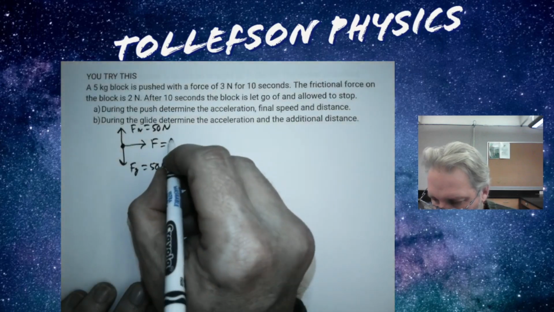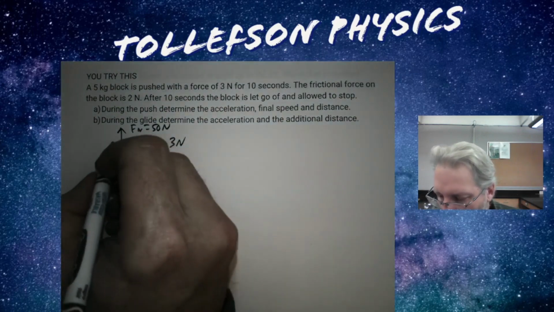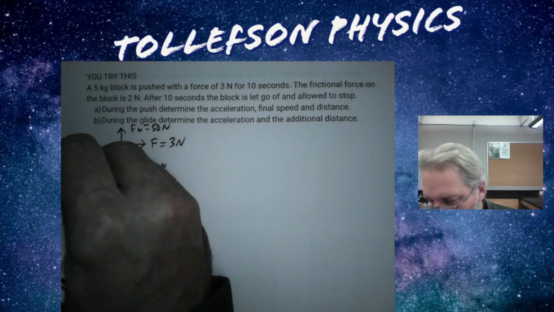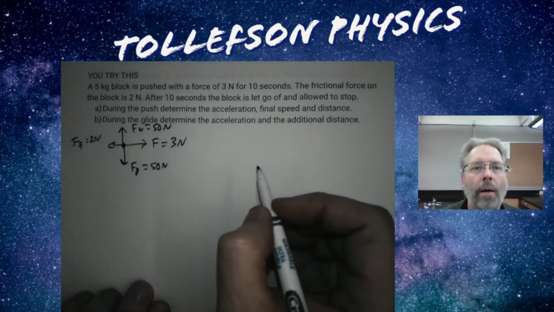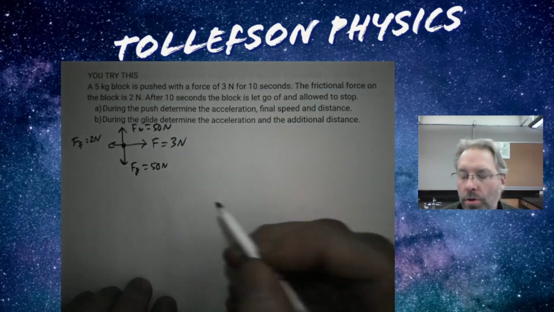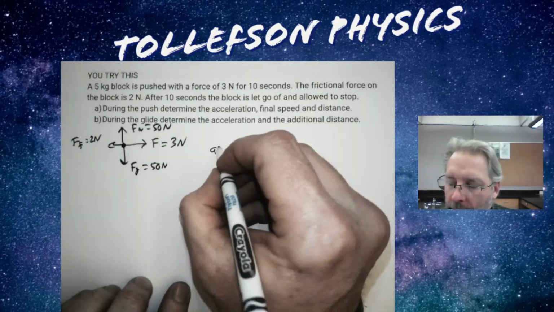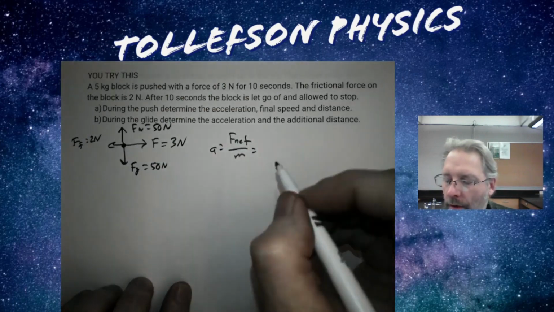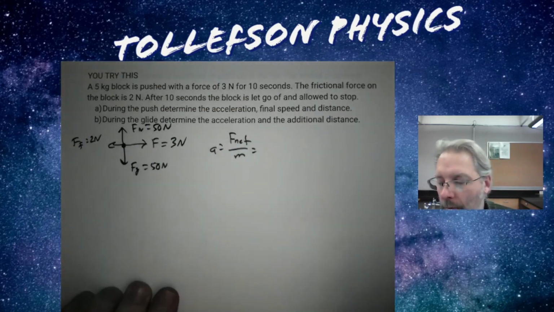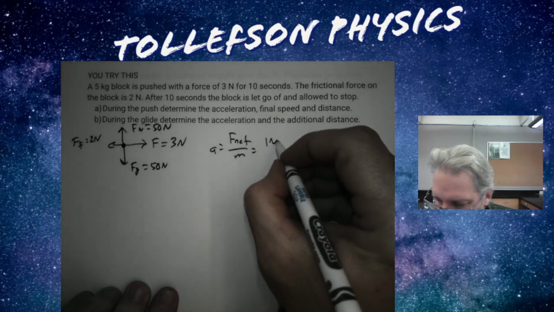So the forward force, I'll just say force. And then the frictional force actually is pretty large in this case, but it is a block, so that's not that surprising. And so it's 2 newtons. So we can then go ahead and calculate acceleration is F net over mass. And so the net force is going to be 3 minus 2. And so that's just 1 newton.